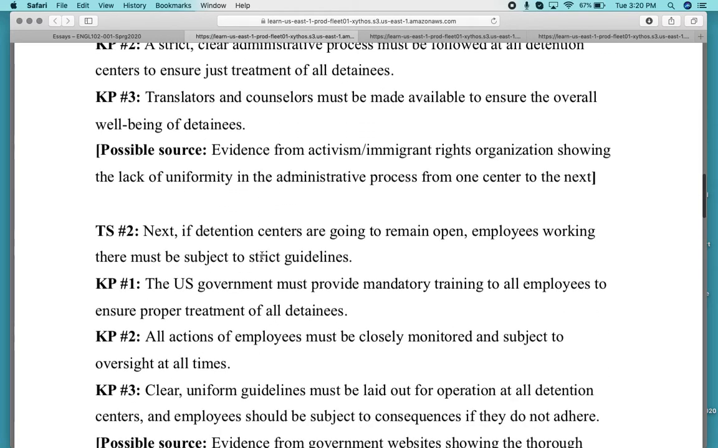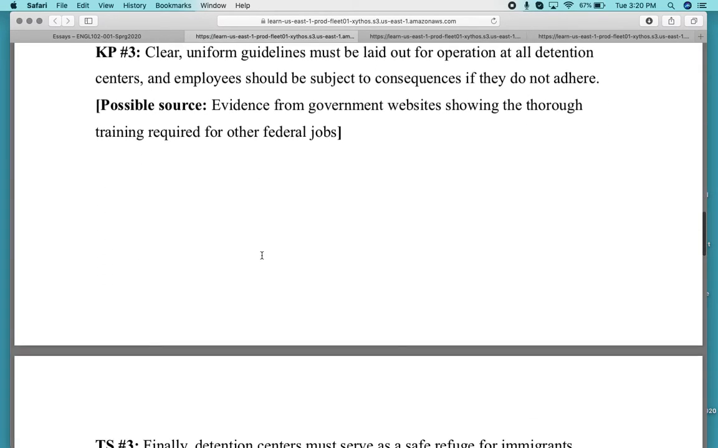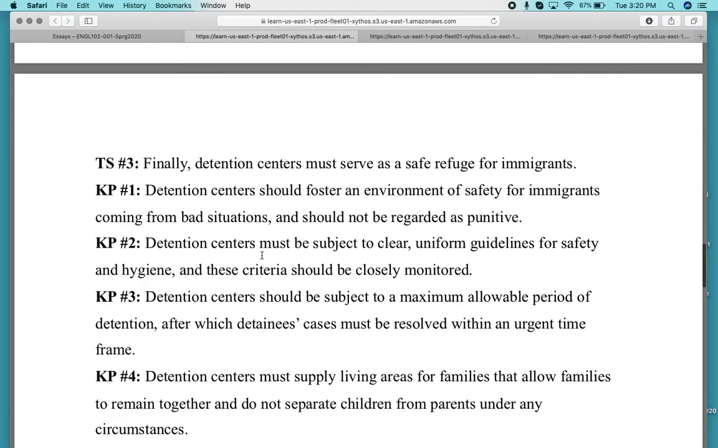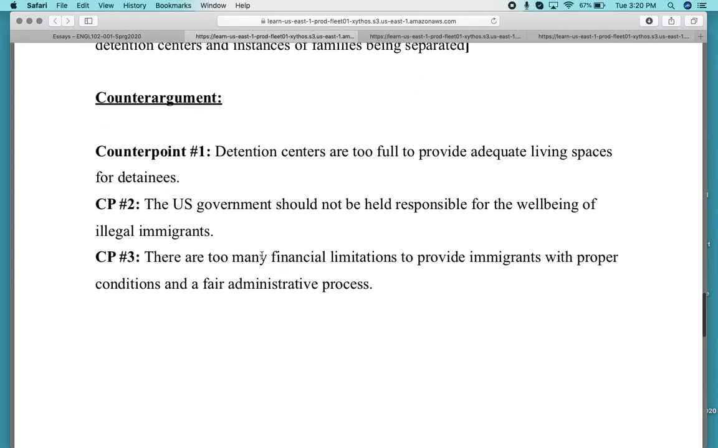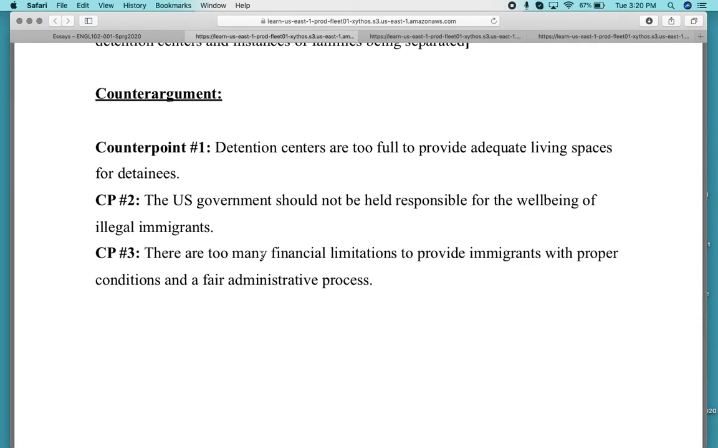Okay, so we have our body paragraphs, right? 3 body paragraphs discussing the details of our proposed solution. Then we have our counter argument. Okay, so the thing that I really want to stress is that your counter argument is not arguing for the problem, right?